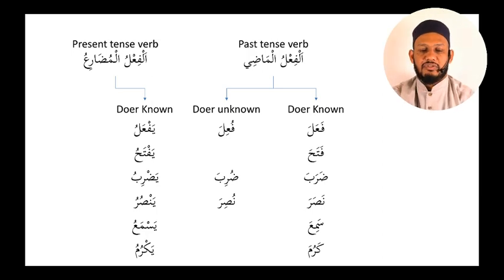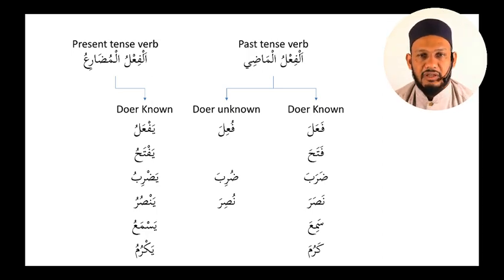Let's say those scales together quickly. Fu'ila, fu'ila, fu'ilu, fu'ilat, fu'ilna, fu'ilta, fu'iltum, fu'ilti, fu'iltunna, fu'iltu, fu'ilna. Duriba, duriba, duribu, duribat, duribna, duribta, duribtum, duribti, duribtunna, duribtu, duribna.